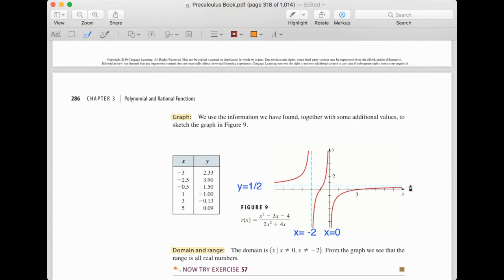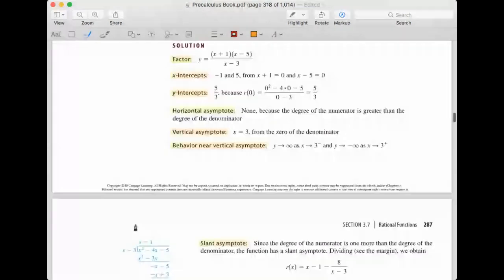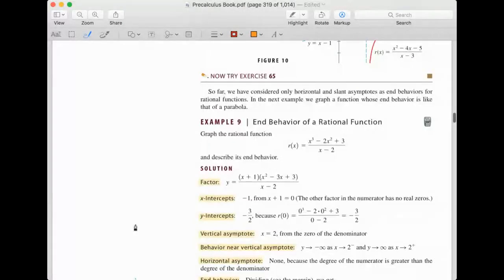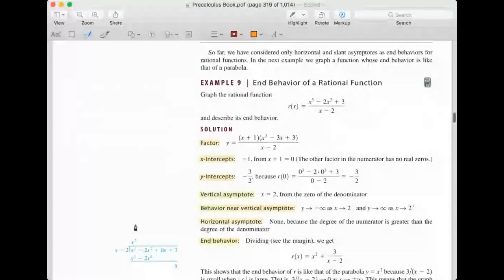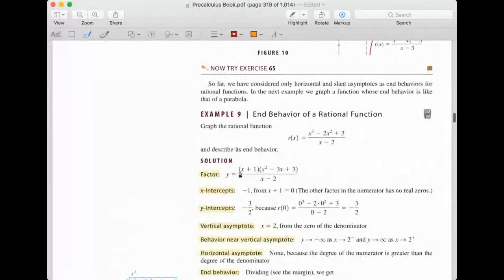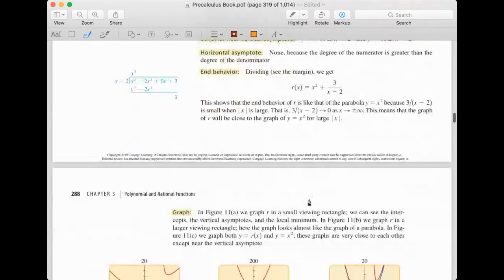Okay, so this is about how to graph rational functions. Let me give you some examples. Maybe you go over this example yourself. In this example, the degree of the numerator is higher than the degree of the denominator. In the end, let's see the graph.